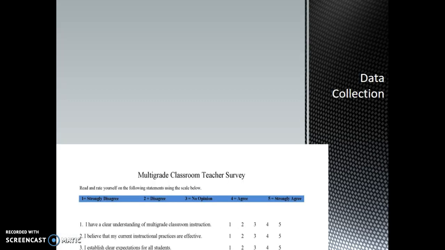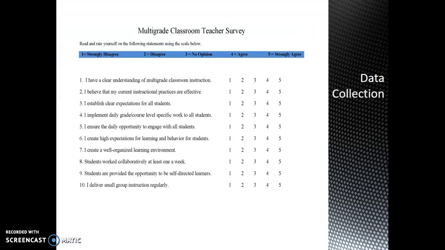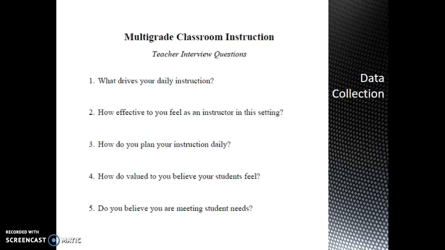So let's look at the forms of data collection. The first form of data collection was a 10-question survey for the teacher, and she was just to read this and then rate herself from strongly disagree to strongly agree. And we will look at her survey results pre and post later on in the presentation.